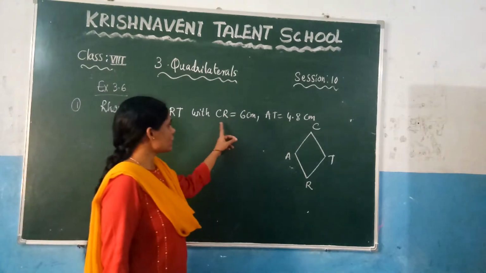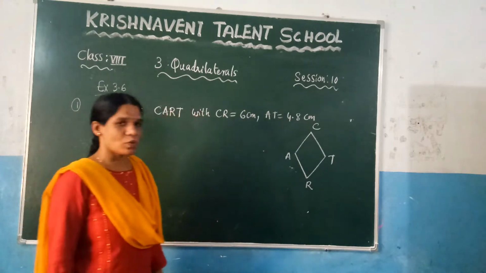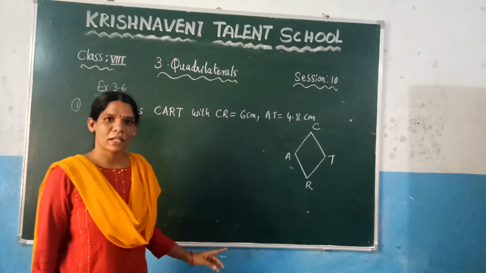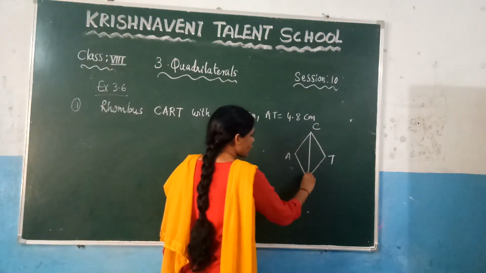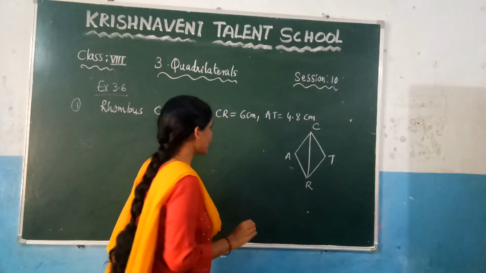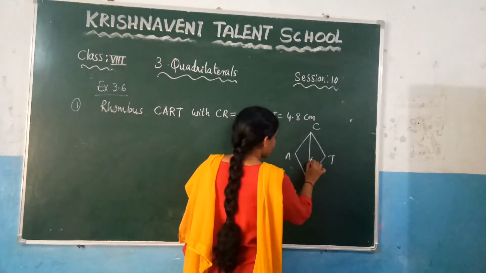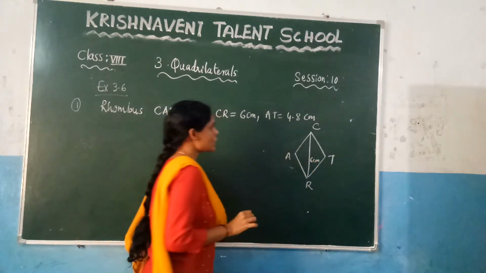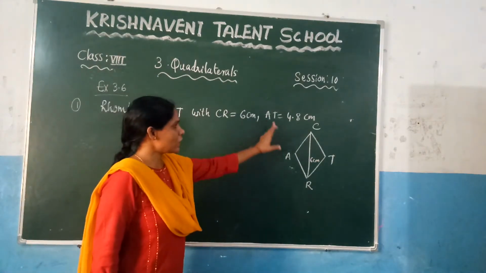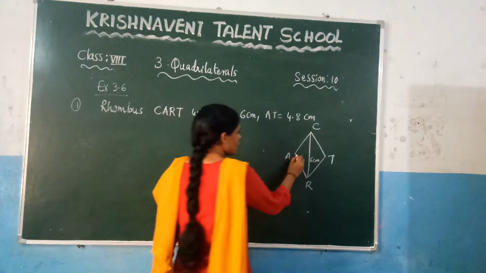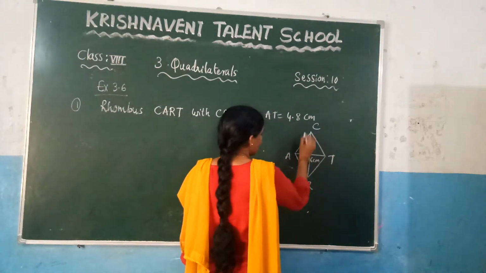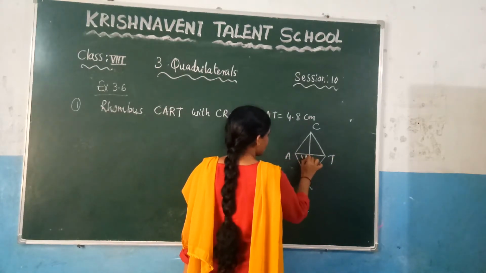Now write the measurements they have given. CR is equal to 6 centimeters. What is CR? It is nothing but a diagonal. You know that if you join the opposite vertices, we call it a diagonal. So they have given the length of the diagonal, which is 6 centimeters. Similarly, they have given the length of AT. It is also a diagonal, and its length is 4.8 centimeters.